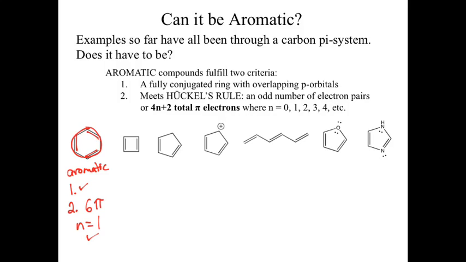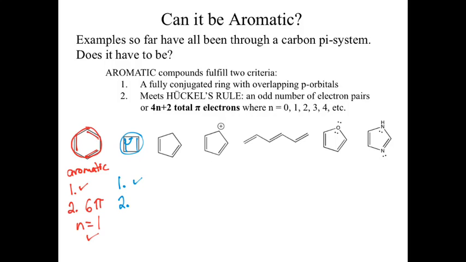Our cyclobutadiene, if we take a look at this, rule 1 checks out because we do have a cyclic structure and we have alternating pi bonds around the structure. So pi bond, sigma, pi bond, sigma. So that checks out.